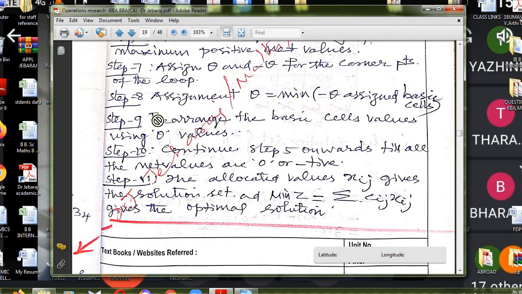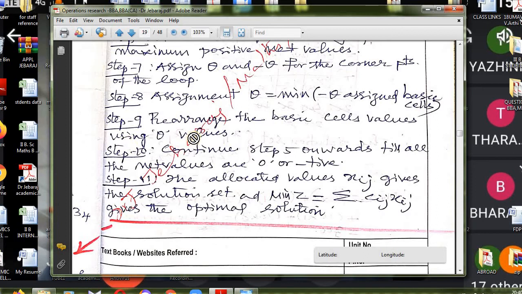The next step, of course, the 9th step, is that you give this theta value to theta at all the places of theta minus theta assigned places. By assigning the theta, we can rearrange the basic cells. It is possible. I will explain it when I teach inside the class. So by giving the value of theta, it is possible to rearrange the basic values.